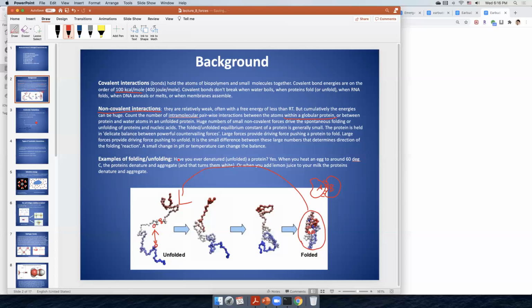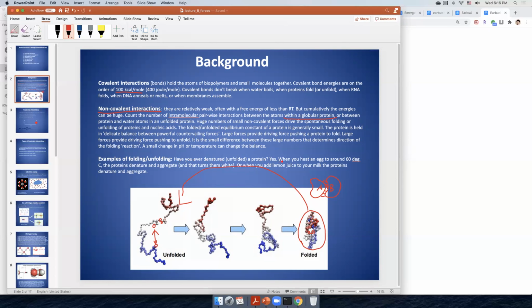Examples of folding and unfolding. Because of the forces, in nature the protein can fold from a peptide into a globular protein. Some examples are shown here. So it's easy for a protein to fold from a peptide to a globular protein, but usually it doesn't unfold automatically because, as we said, you need to break a lot of forces or bonds so that it can unfold.